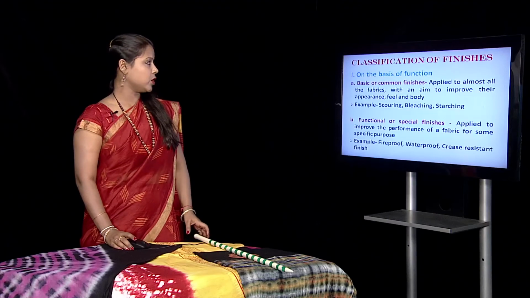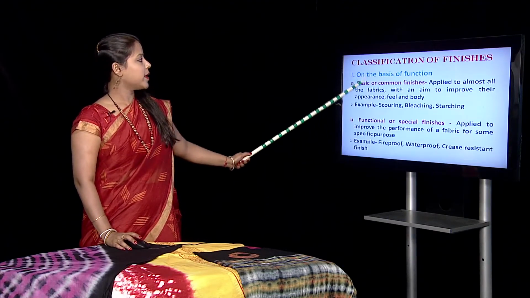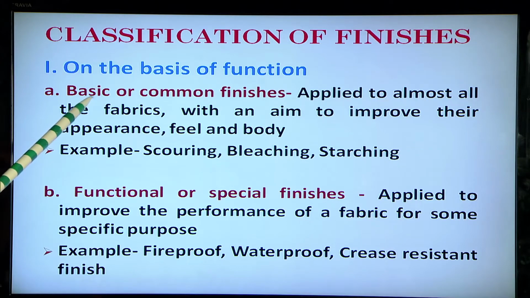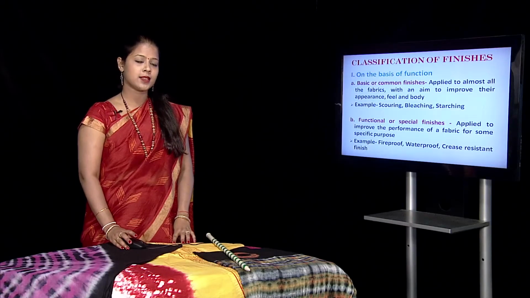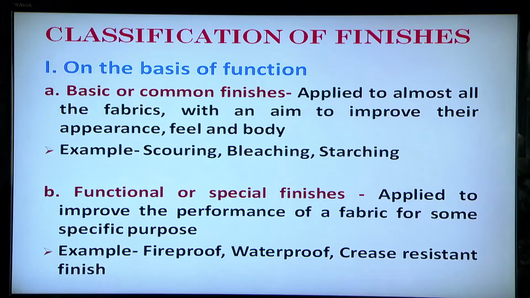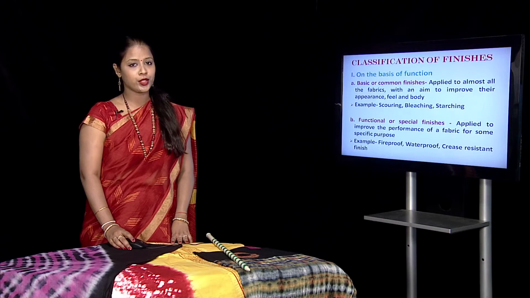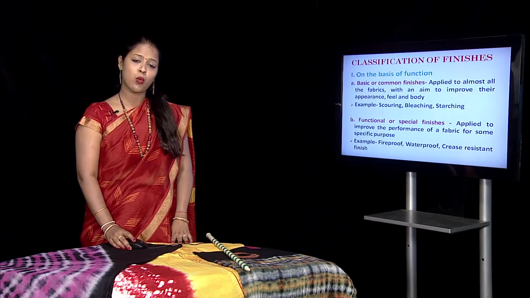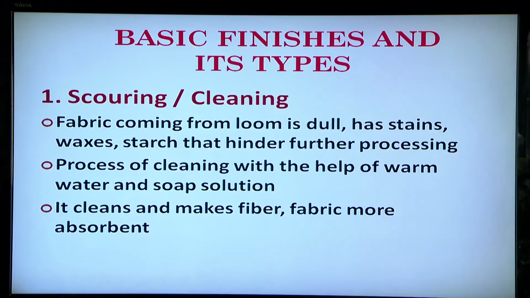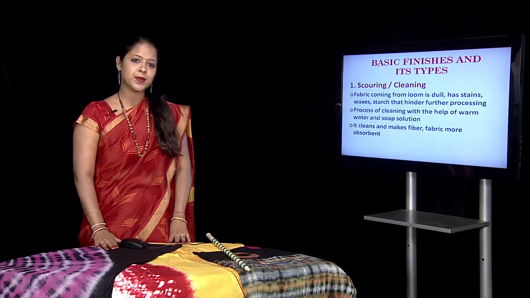Firstly, we will do the classification on the basis of function. On the basis of function, the first is the basic or common finishes which are applied to almost all the fabrics with an aim to improve their appearance, feel and body. Examples being scouring, bleaching, starching, bluing, etc. The second are the functional or special finishes which are applied to improve the performance of a fabric for some specific purpose. Examples being fireproof finish, waterproof finish, crease resistant finish, wash and wear finish, etc. Firstly, we will do the basic finishes and its types in details.